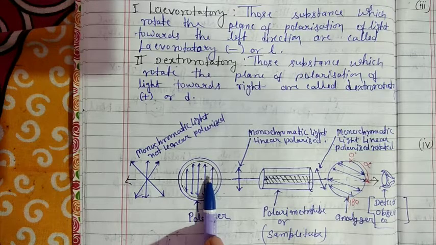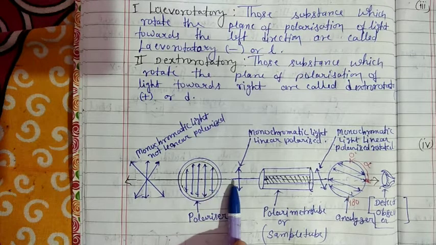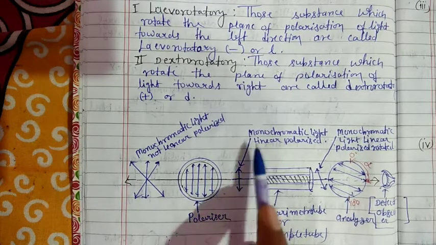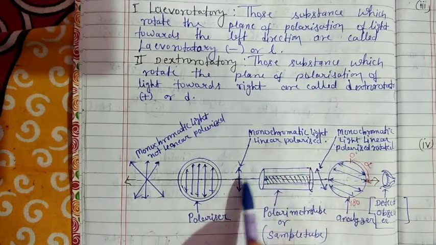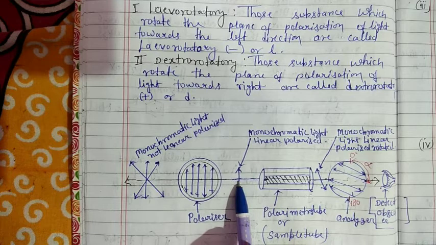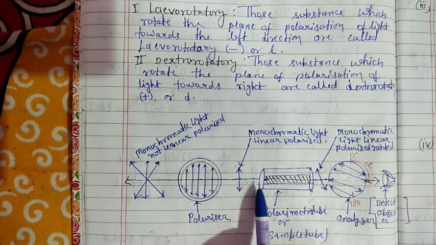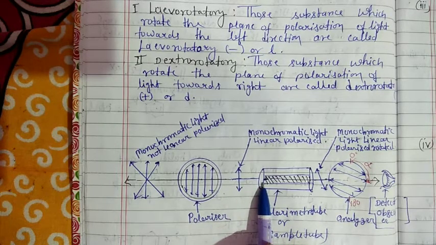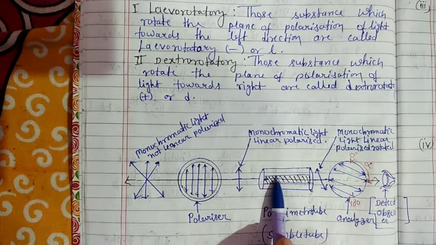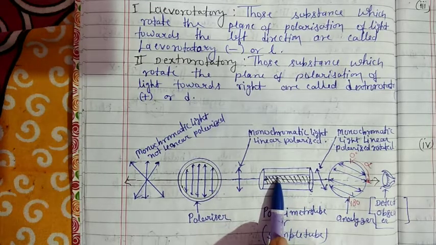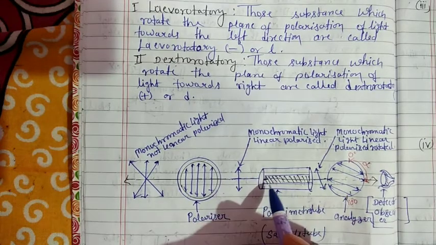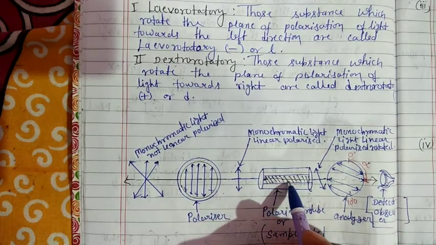After some time, the light gets only one direction. This is known as monochromatic light, linear polarized. This light passes through the polarimeter tube. This is the polarimeter tube or sample tube, where the organic compounds are placed.